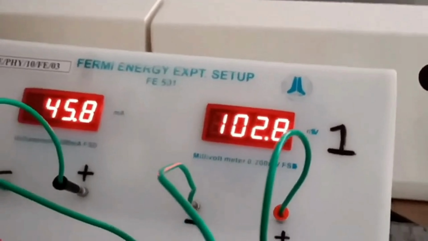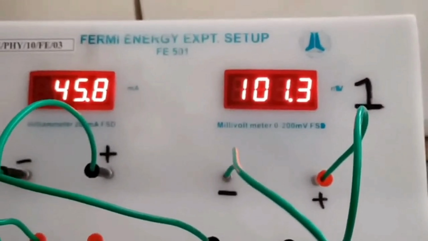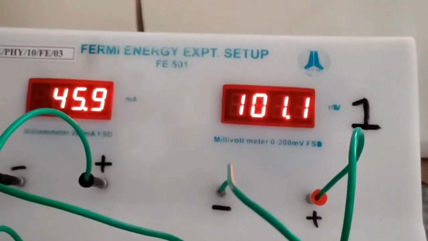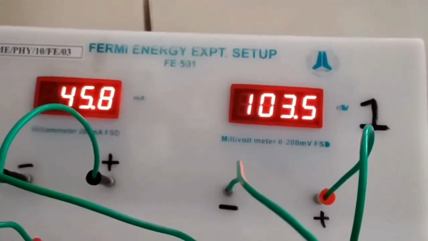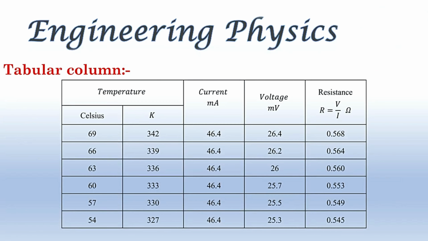Since we are using a power supply which supplies a constant current, only the potential difference across the coil is noted. And the tabulations are as shown.